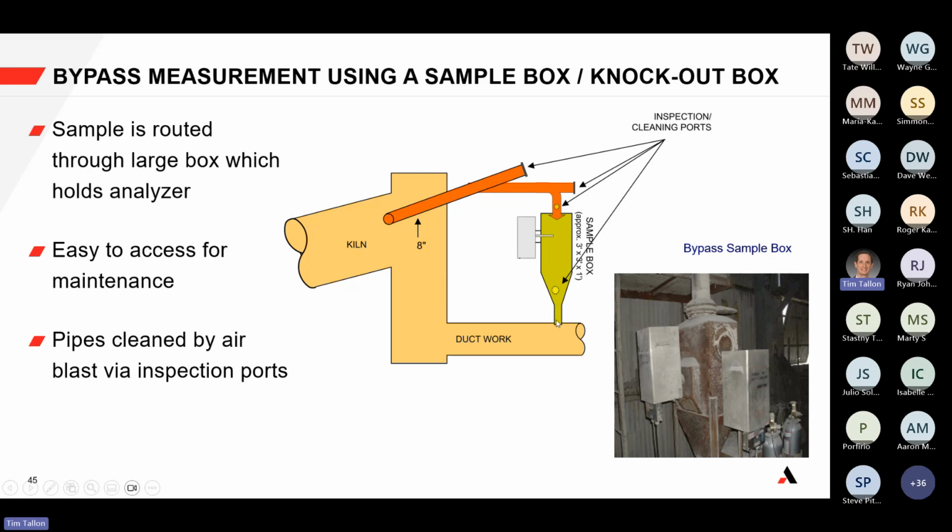Sometimes there could be a fan downstream or multiple cleaning points, something like that. But it's a lot easier to maintain. You don't have all the flow with all the high particulate directly impacting the analyzer. You have some place for it to drop out. And so in this case, the pipes can be cleaned. You can see there's multiple cleaning access points from the design of this sort of sample box, knockout box.